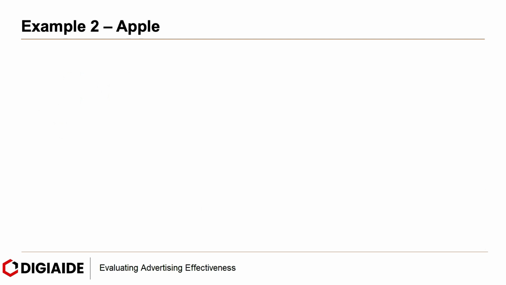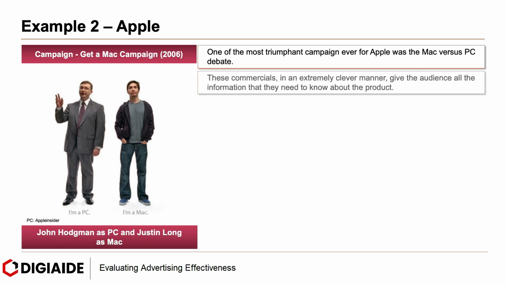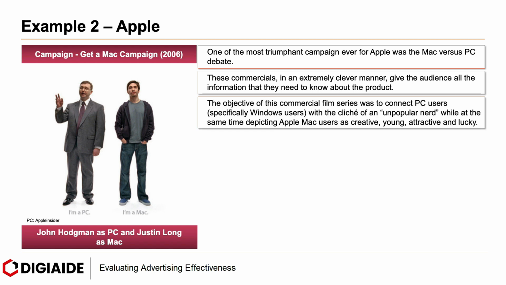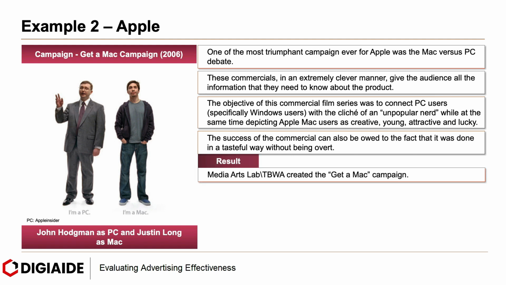Moving on to the next example, Apple. Campaign: Get a Mac. One of the most triumphant campaigns ever for Apple was the Mac versus PC debate. These commercials, in an extremely clever manner, give the audience all the information that they need to know about the product. The objective of this commercial film series was to connect PC users, specifically Windows users, with the cliché of an unpopular nerd, while at the same time depicting Apple Mac users as creative, young, attractive and lucky. The success of the commercial can also be owed to the fact that it was done in a tasteful way without being overt.